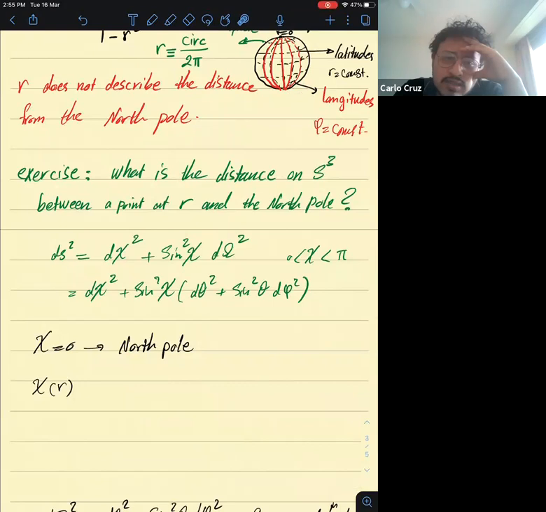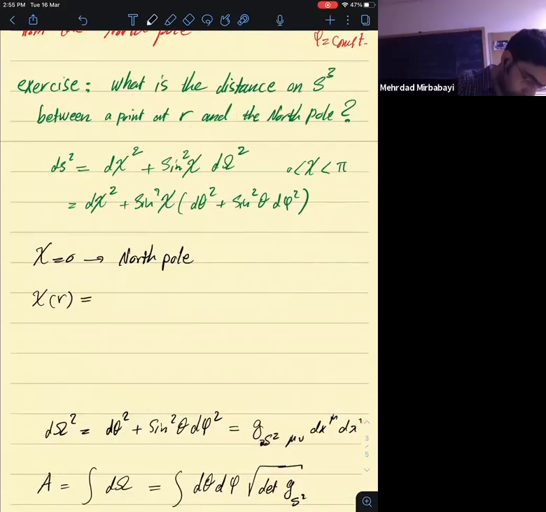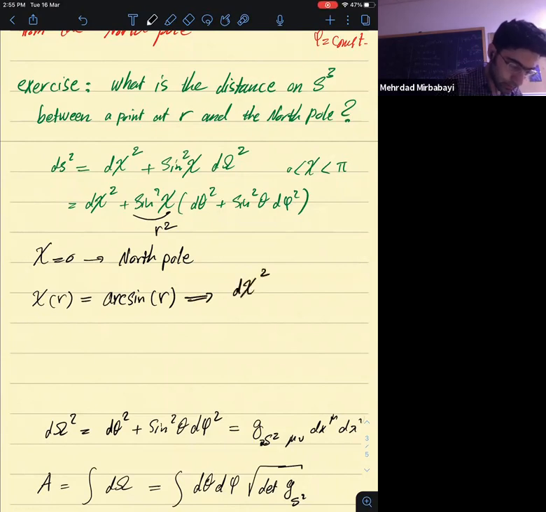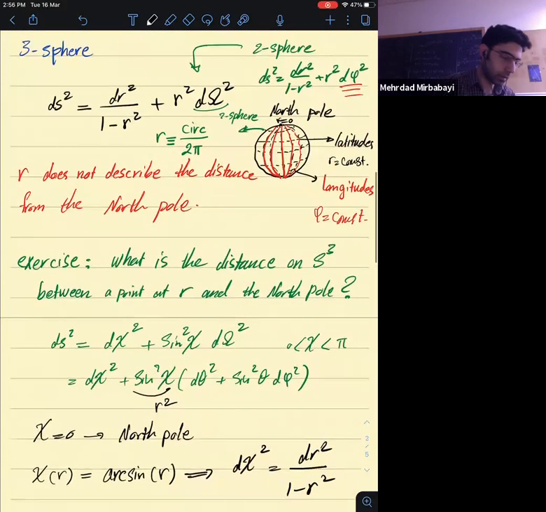So it's only arc sine of r. Chi is equal to arc sine of r. Yes. Why? Because this factor here is r squared, the area of the latitudes. And then from here, it follows that chi squared is r squared divided by 1 minus r squared. So in fact, that's how I got this metric here.